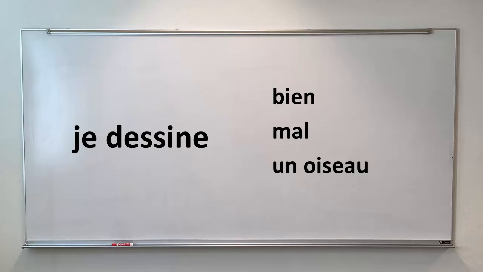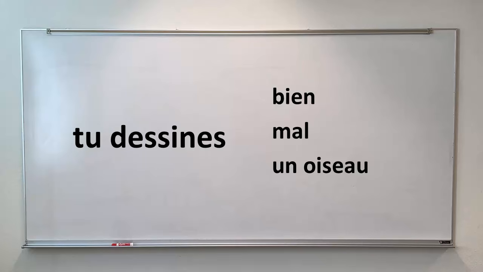I draw poorly or badly: mal here means bad or badly, poorly, so je dessine mal. In English, you probably would say I don't draw well instead of I draw poorly or badly, but it's the same meaning nonetheless. Je dessine mal. I draw poorly. I do draw poorly. I am drawing poorly. And then you can draw, for example, a picture of a bird, un oiseau. So, je dessine un oiseau. I draw a bird. I do draw a bird, or I am drawing a bird.